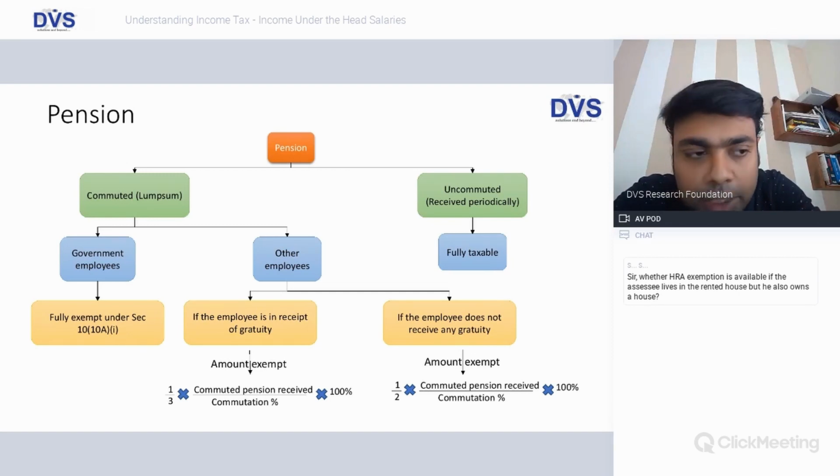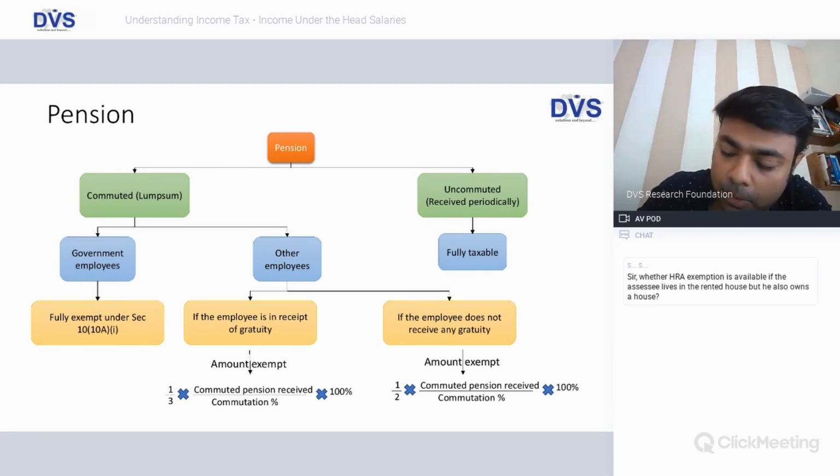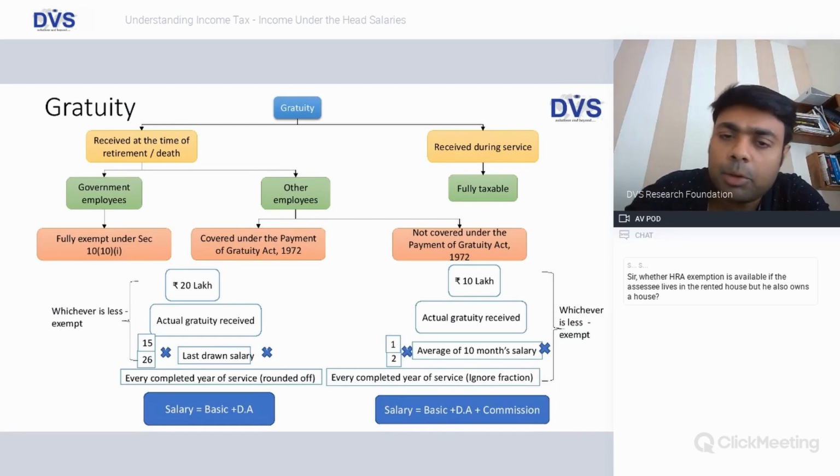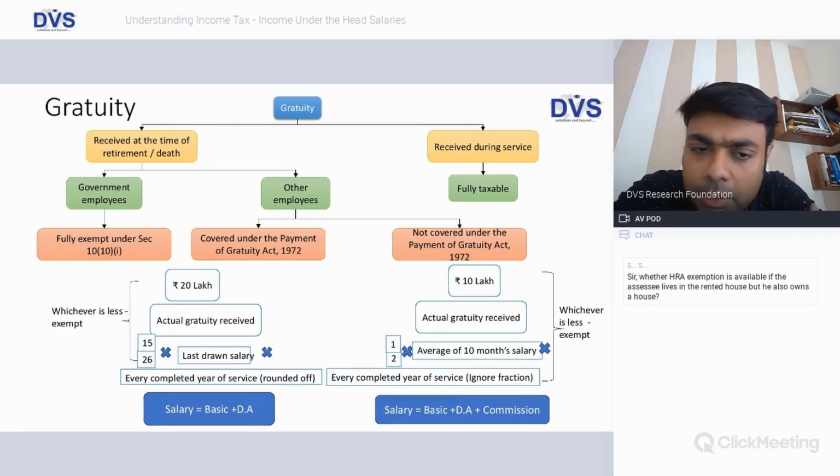However, if this employee does not receive any gratuity, then half of full value of commuted pension, this is half of 30 lakhs, shall be eligible for exemption. So 15 lakhs will be exempt. 15 lakhs is what he received. So the entire commuted pension will be exempt. Uncommuted pension, straightforward, whether it is government or non-government, will be fully taxable.